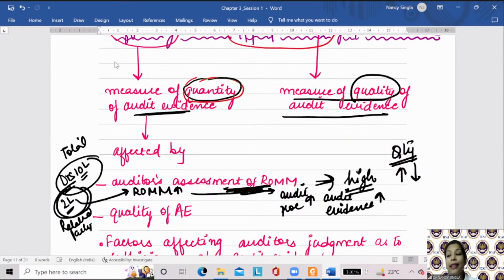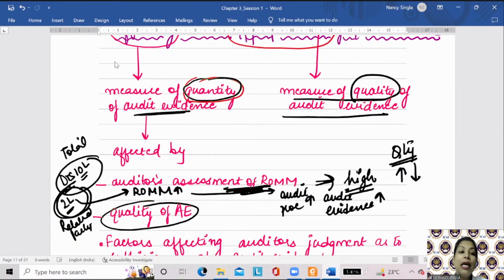Then quality of audit evidence. If you remember, I gave you an example. If you need to check the fixed deposits and you have the original fixed deposit receipt, so the quality is such that only that document is enough. There is no need to increase the quantity of the audit evidence. So if the quality is good, then a lower quantity is also sufficient.